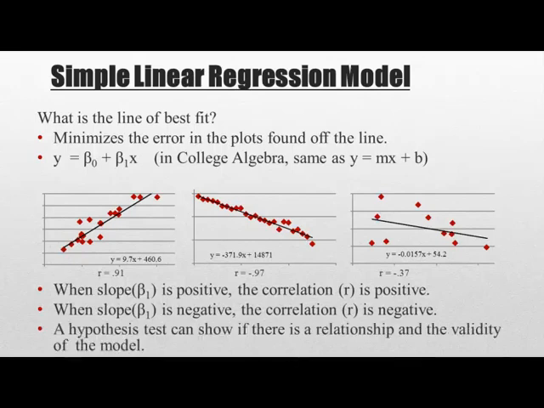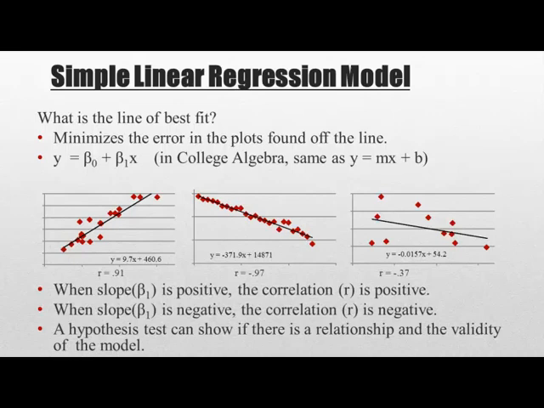So on the first two, looking like we have good models. The last one, probably need a hypothesis test to show if there is any validity to the relationship. So your linear regression model is really that equation. Y equals 9.7x plus 460.